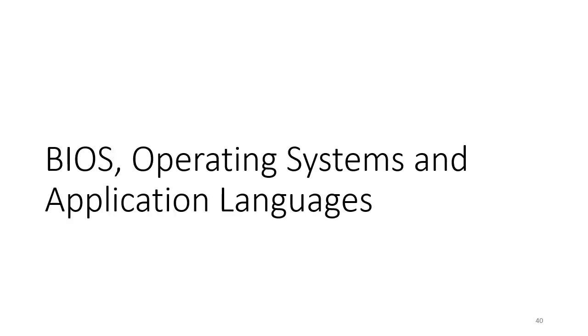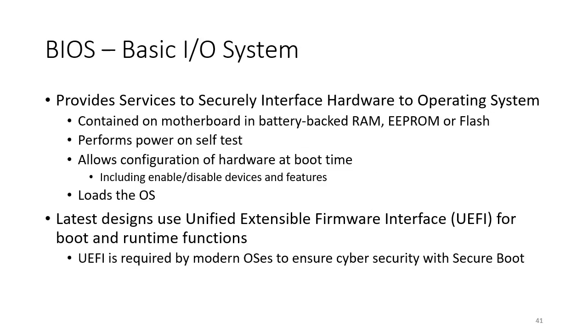So far we've focused on the hardware of the industrial PC. Let's talk briefly about the BIOS, the operating systems and application languages that you might use. So all computers have what's called the BIOS, or Basic I/O System. What the BIOS does is it provides services to the operating system to interface with the actual hardware.